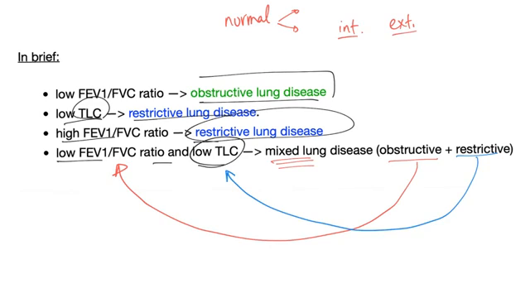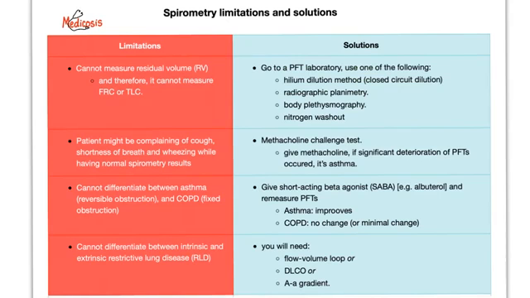Spirometer cannot tell the difference between intrinsic and extrinsic restrictive lung disease. How do we do it? You have one of three choices. A, flow volume loop. B, DLCO. Or C, AA gradient. Spirometry limitations and solutions.